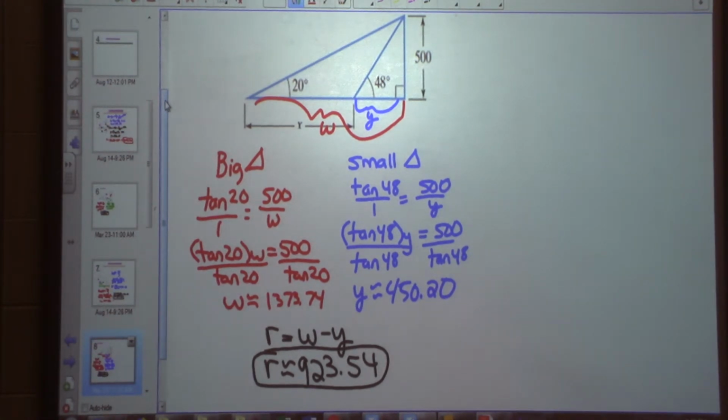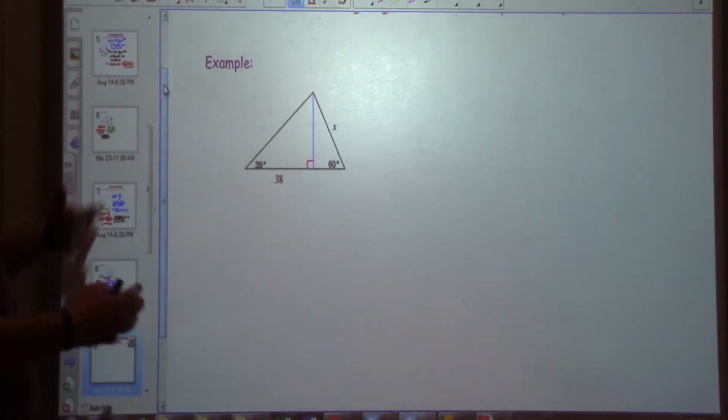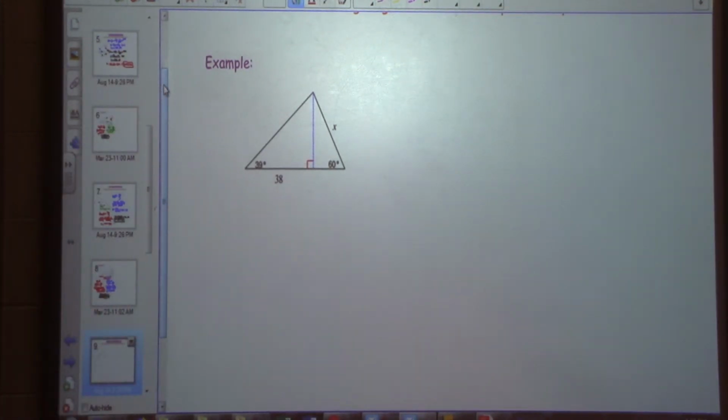Alright, so if you finished, check your answer. Are there any questions on that problem? Just like the other one we did. Anything at all? We're good so far? Alright, let's keep going then. Alright, so another new type of problem. We're still trying to solve for x. But this is different. We haven't done like this before.